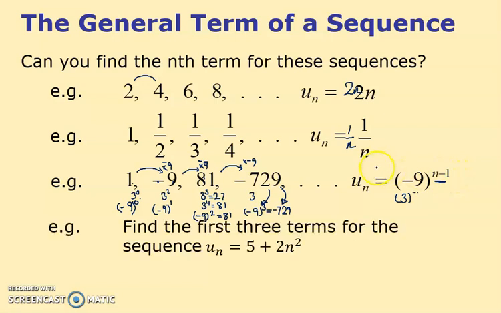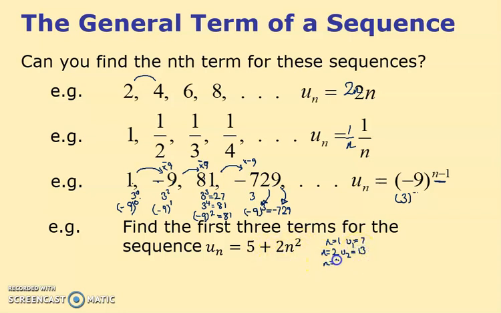And the final little warm-up question: find the first three terms for this sequence. Well, this is the other way around, isn't it? You can see they've given me the formula. And they say first three terms. Well, all right then. I'll say n equals 1. If I put 1 into there, I get u1 equals 5 plus 2 times 1 squared. Well, I reckon that's 7. When n is 2, u2 will be 5 plus 2 times 2 squared. Well, that's 13, I think.